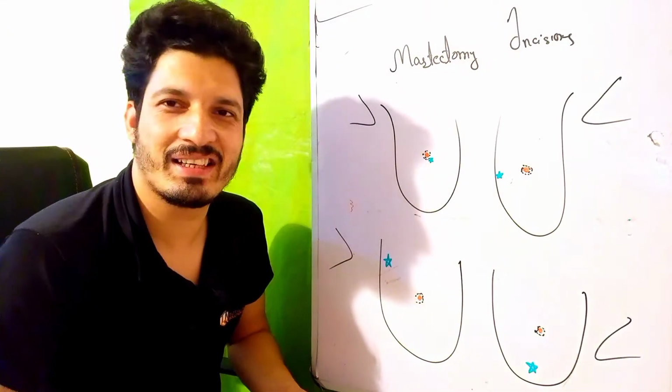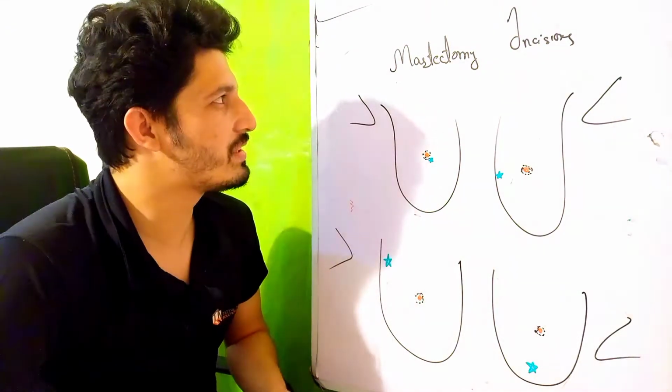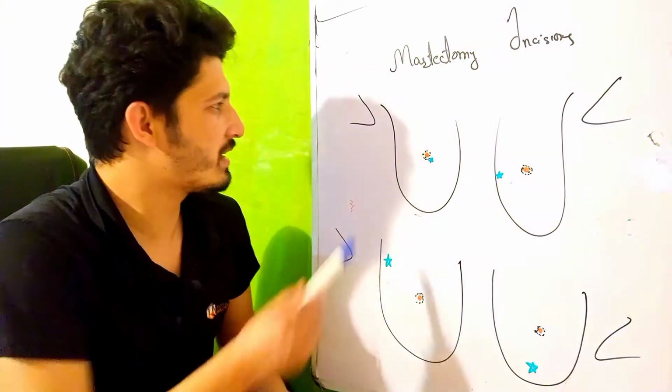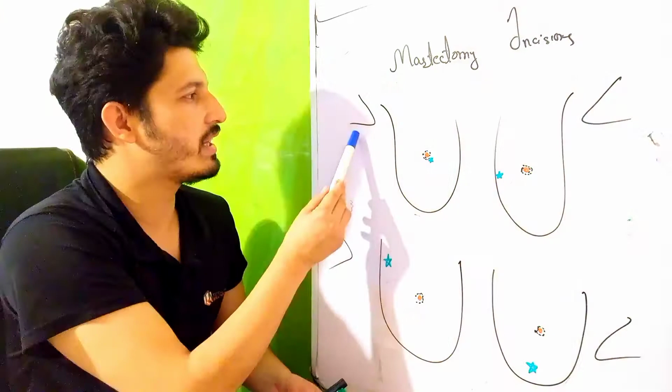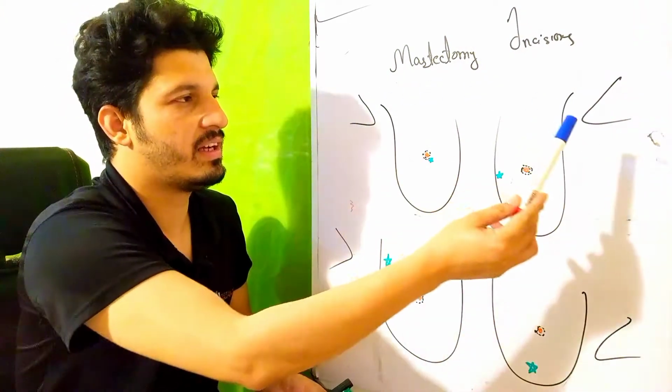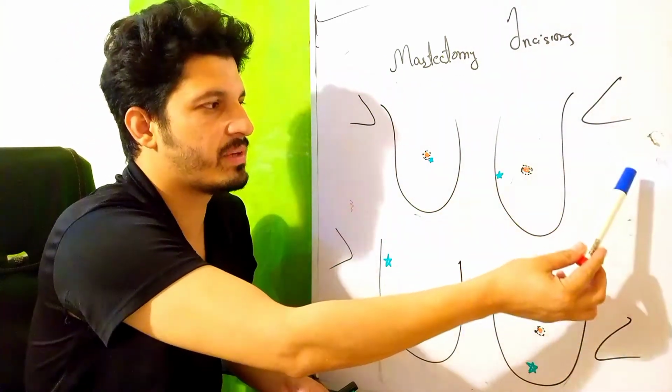Surgeon Dr. Meglani here, and today I am here to discuss the mastectomy incisions. Here you can see that I have drawn this axilla, and just to show that this is the right side of the breast, and this is the left sided breast.